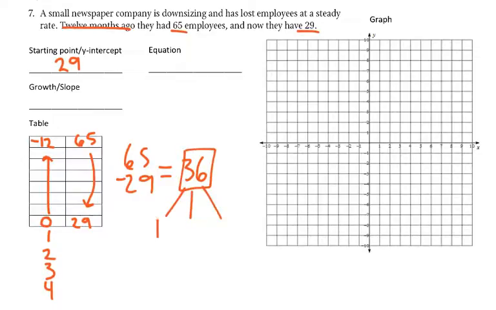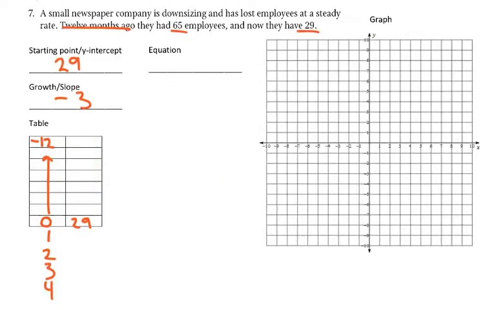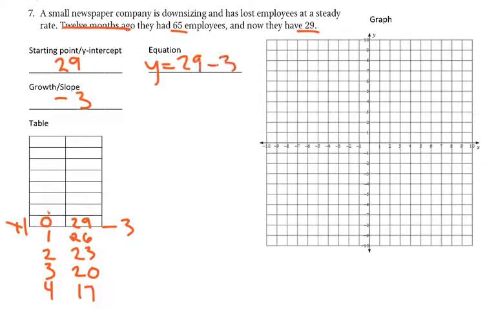So can we split that up into 12s? Okay. 36 would be split into 3 12s, right? So every month, we'd be losing 3 people. Okay, so that's our growth. We're subtracting 3 each month. Now, could we go back and get our table up to negative 12? Yeah, we could. But now that we know that we're subtracting for every month, that would be 26, 23, 20, 17, and so on. Okay? So our equation would be y equals 29 minus 3 employees each month.